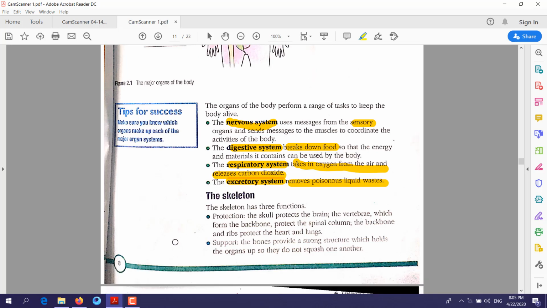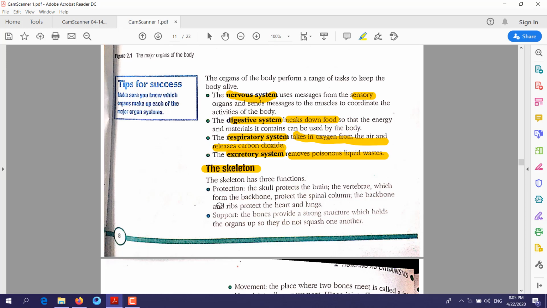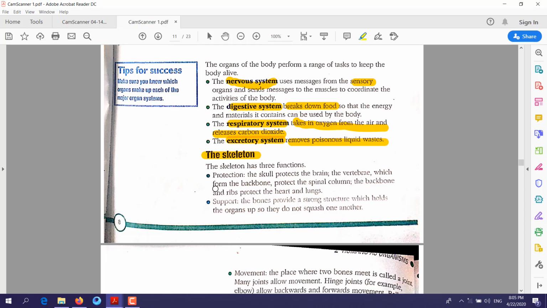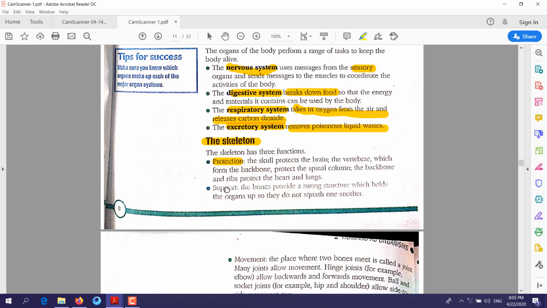Now, let's take the skeleton as an example of one of the systems in our body. The skeleton has 3 main functions in our body. These 3 functions are protection, support, and movement. We will see how each one works. Now, protection. What do we mean by protection? It means protecting the internal organs.